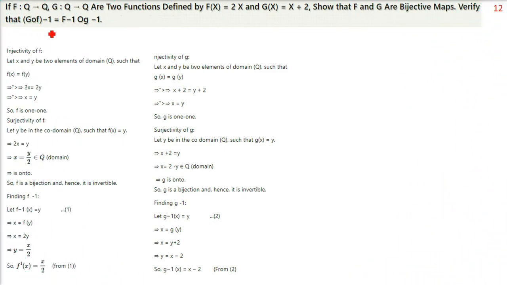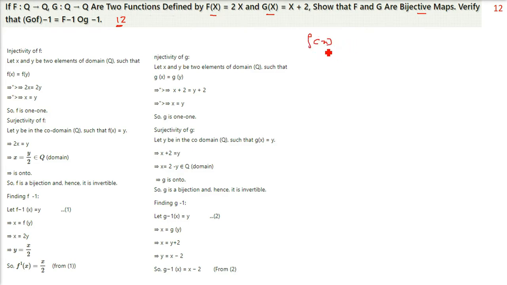The next question is question number 12. You may find in some other edition some other number of question. So f is from Q to Q, g is from Q to Q. These are two functions defined by f(x) equals 2x and g(x) equals x plus 2. Now first we will prove that these two functions are bijective. So 1-1 and onto both we are going to prove. Then we'll go to the second step, because we have to verify that (g o f) inverse is equal to f inverse o g inverse.